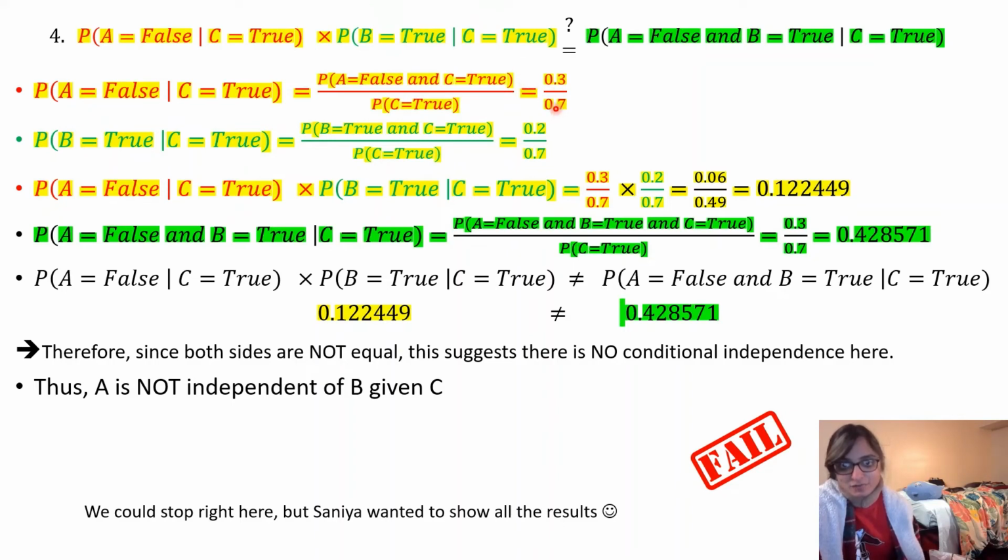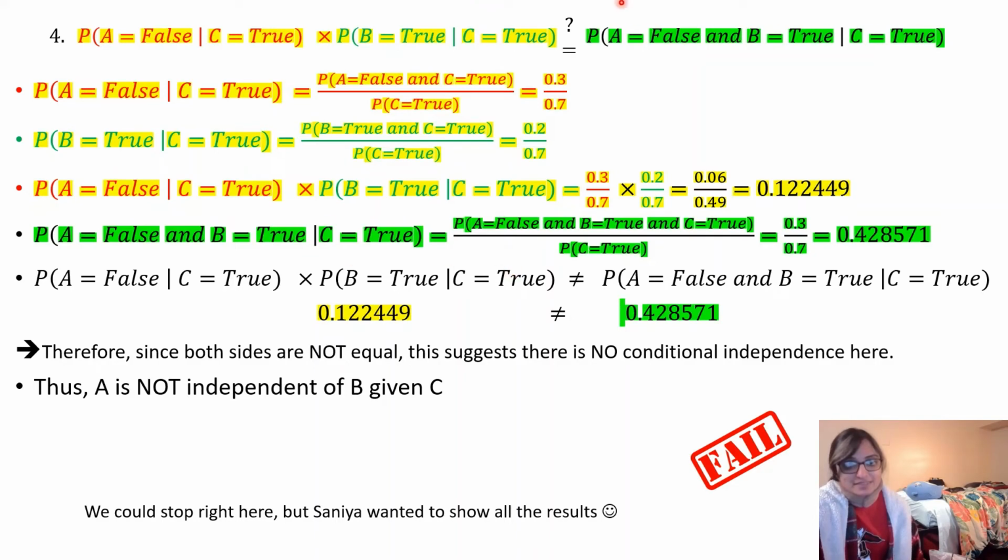So that's like 0.3 over 0.7 for this here. And then the probability B is true given C is true is probability that B is true and C is true divided by the probability that C is true. So that's like 0.2 over 0.7. So then this maps to this here, and this maps to this here. So you multiply them out, you have 0.06 divided by 0.49, so that's 0.122449. So that's what the left-hand side evaluates to.